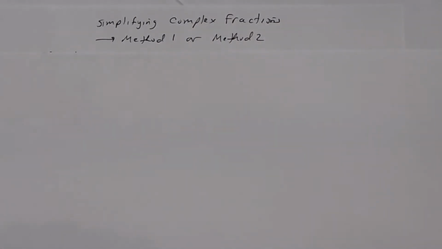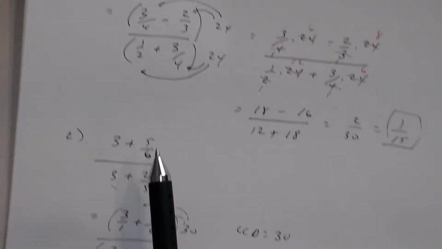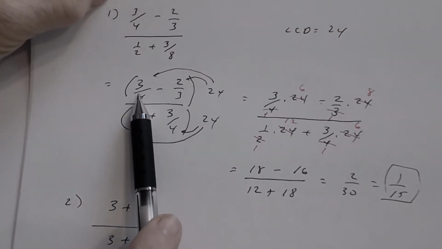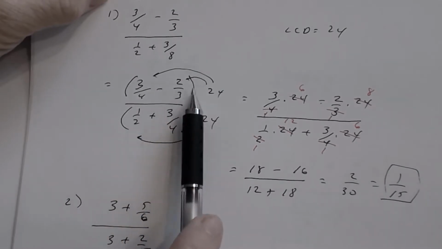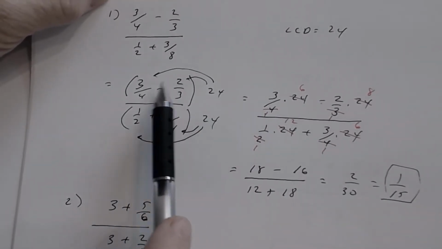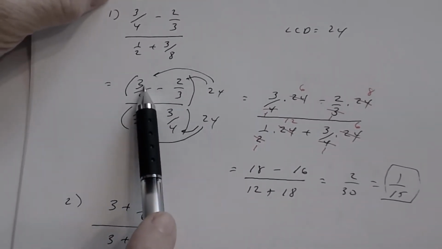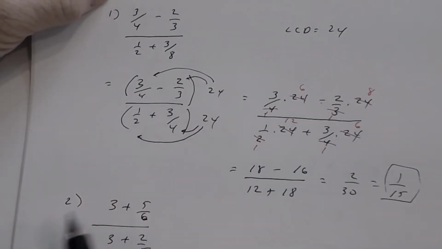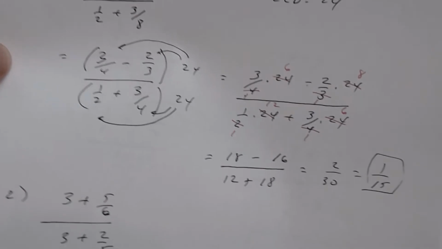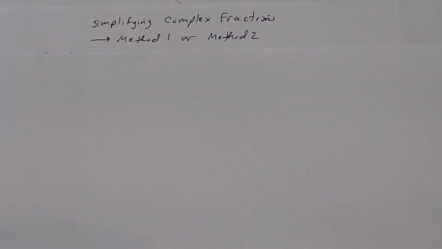All right, and then in method 2, that's where we found the least common denominator of all of the fractions in both numerator and denominator. And then you multiplied every term in both numerator and denominator by that LCD. And then you went from there. So that's the difference between method 1 and method 2. Just make sure you go back and review those two methods.